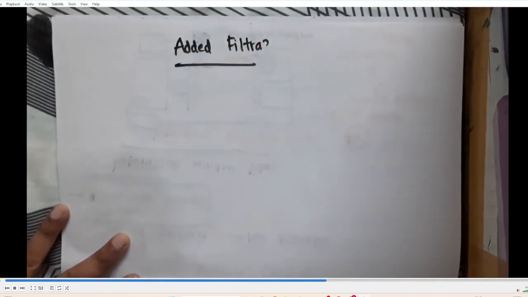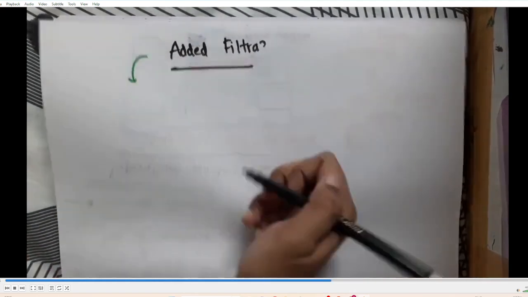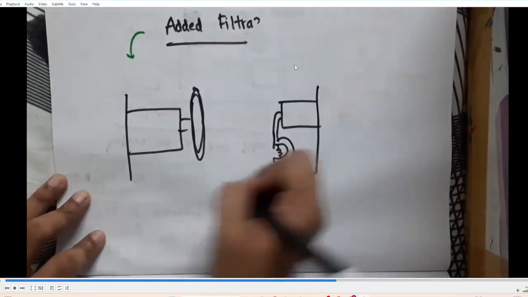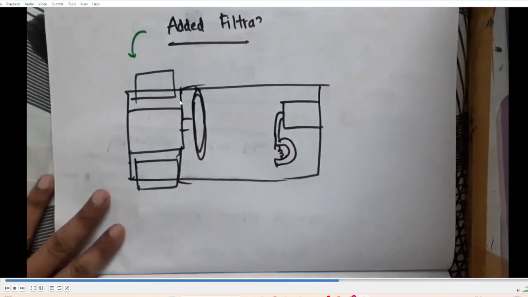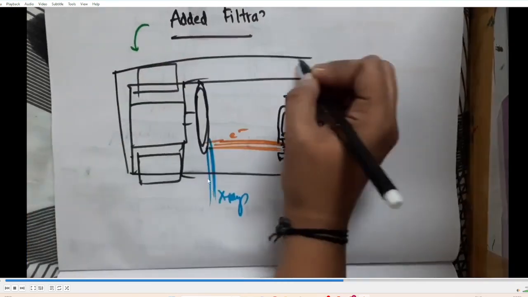Then the next type of filtration is added filtration. Added filtration results from absorbers placed in the path of the X-ray beam. So this is the X-ray tube. These are the electrons bombarding, and this is the X-rays.